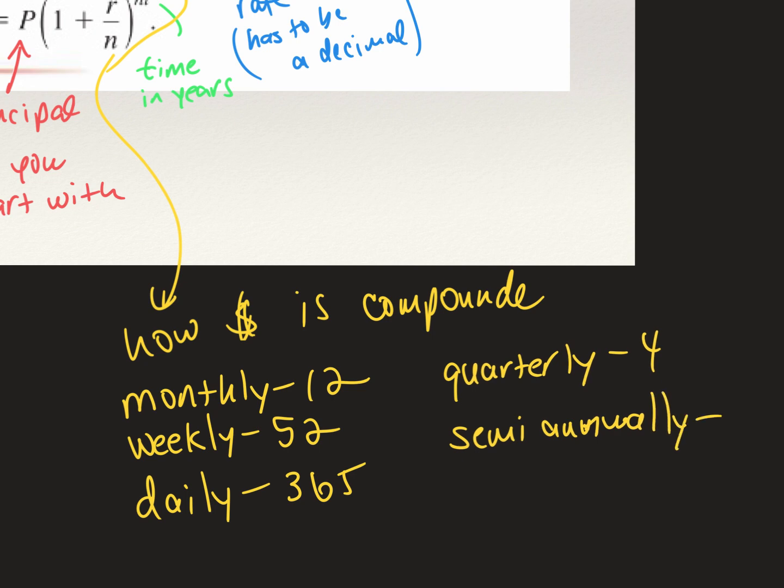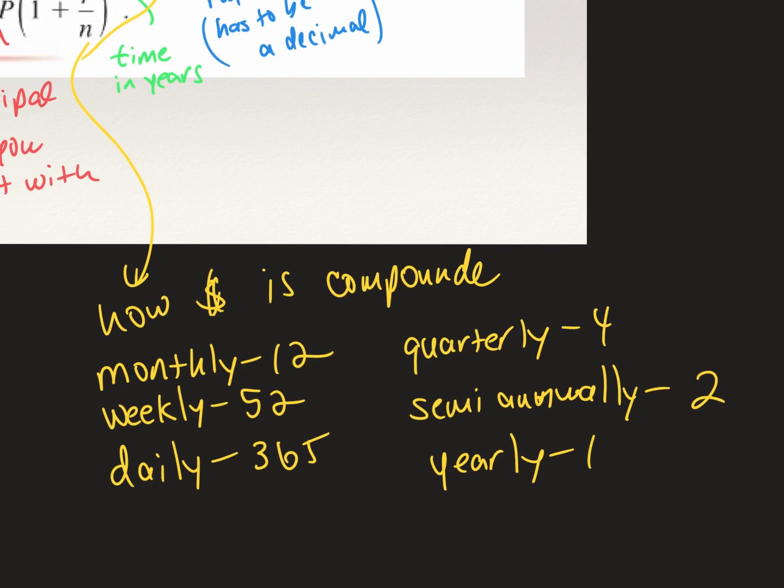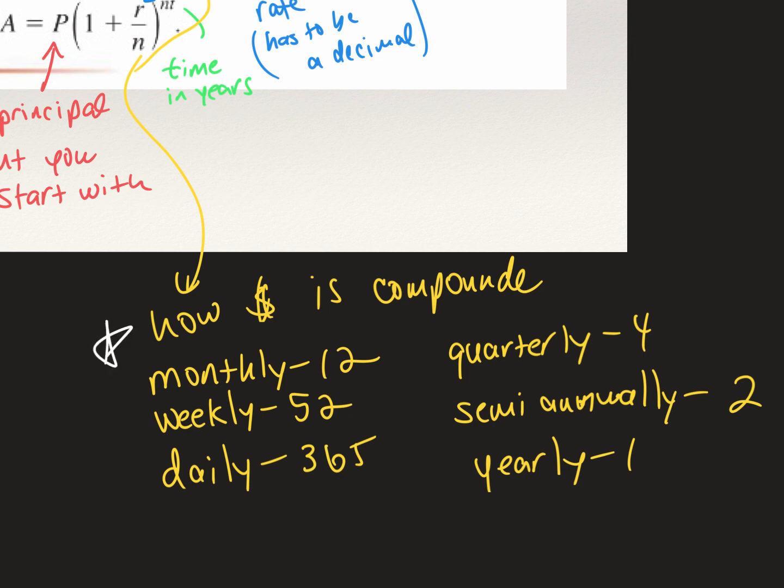It's 6 months, but we're going to talk in terms of years. So semi-annually happens how many times a year? 2, good, 2 times a year. And if something is compounded yearly, what's the number? 1. You guys need to know these. When you see the word monthly, that means 12. Quarterly means 4. When it says how the money is compounded, you have to know what those words mean. Super duper important, okay?